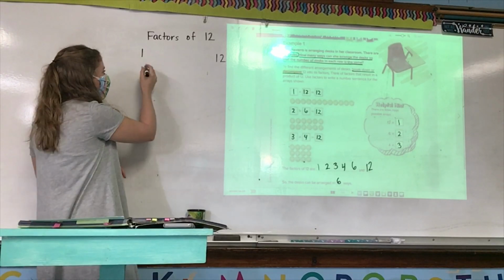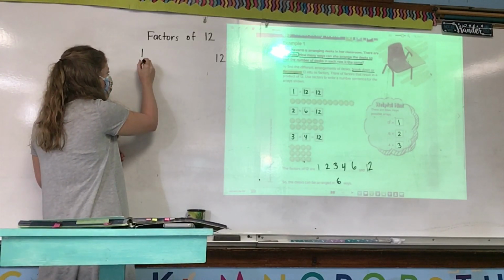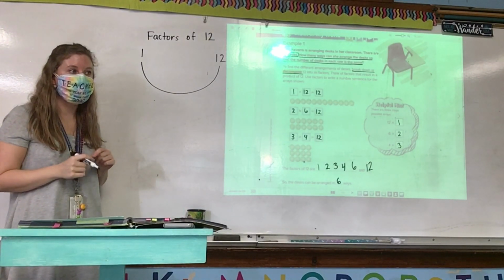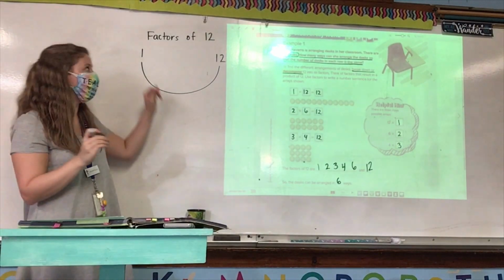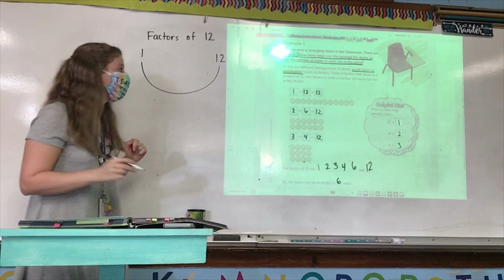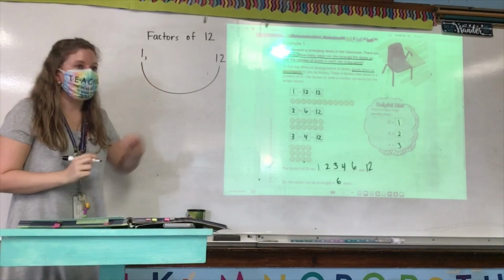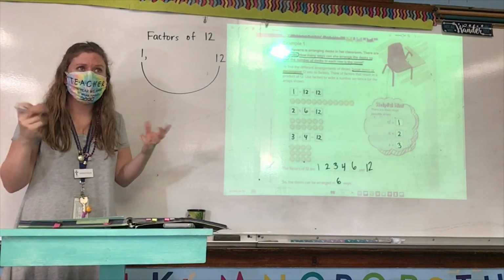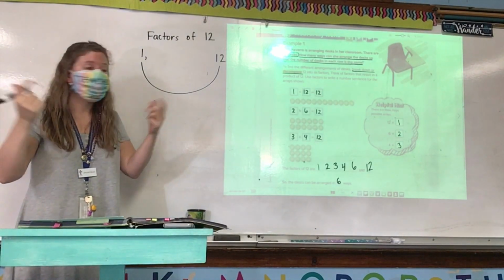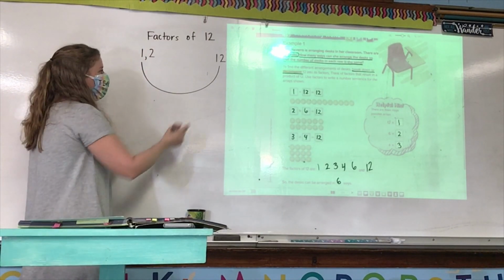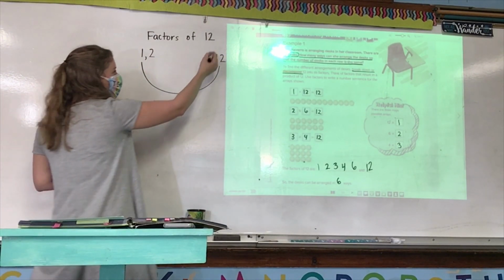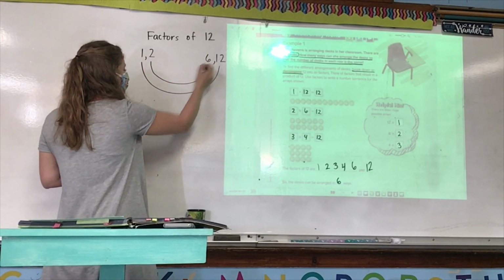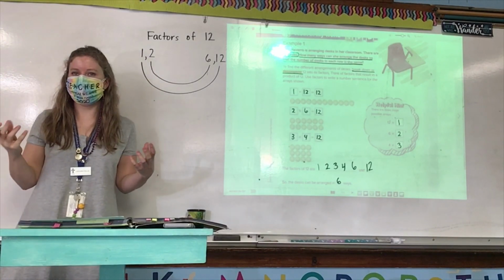Now it's an upside down rainbow because what I want to do once I figure out those factors is I'm going to connect them, because that shows me, hey, I've already figured out the factor pair for that number. Now I'm just going to keep going in order. Is 2 a factor of 12? Well, let me see. Is there anything I can multiply 2 by to get 12? Yes. 2 is a factor because I can multiply it by 6. So I'm going to connect those factors. There's the next layer of my rainbow.